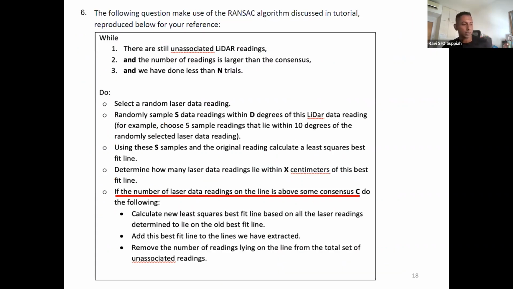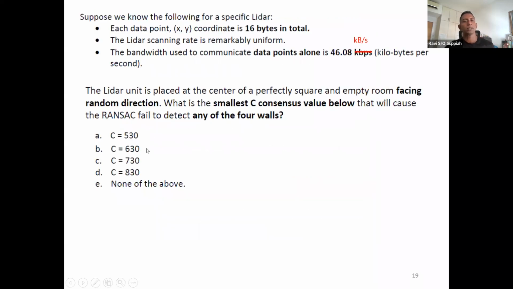Okay, so let's go on to the last question. This one is on the RANSAC algorithm. For this, basically, we are given the algorithm here from the tutorial, and what we are asked to look at is this. We are told that each data point has 16 bytes in total, and the LiDAR is scanning uniformly. The bandwidth used to communicate data points is 46.08 kbps.